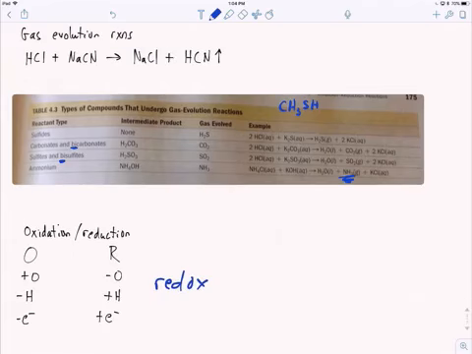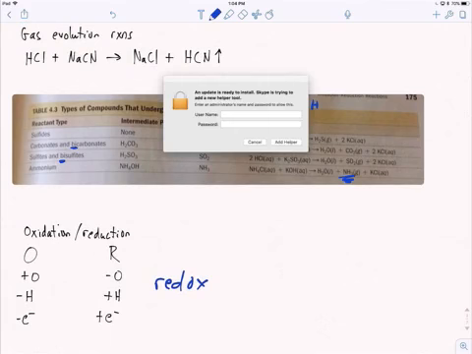Okay, I'm not going to go through any examples of this because we've already talked about precipitation reactions quite a bit. We've already done acid-base and the gas evolution. I think you have enough.